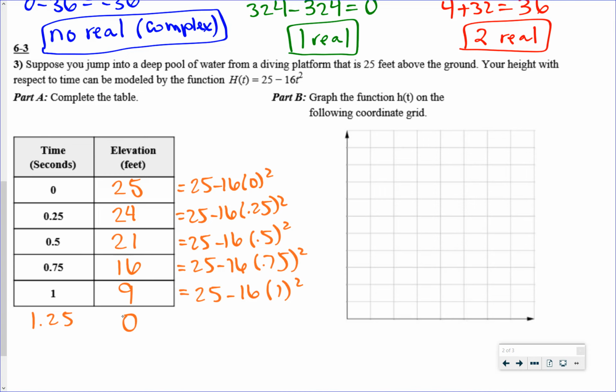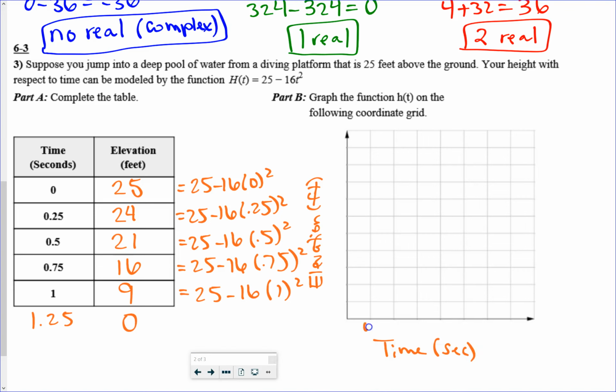All right, so now we have to create our graph. So we know that my y's are my elevation, that's the feet. We know my x's are my time in seconds. I'm going to go ahead and label this with what they gave us. So we have 0.25, 0.5, 0.75, 1, 1.25, 1.5, 1.75, and 2. The y's, I'm not going to count by 1 because they're not going to fit. I would like to count by 3. I notice a lot of those numbers are divisible by 3. So I'm going to go up 3, 6, 9, 12, 15, 18, 21, 24, 27, and I'll stop at 30.